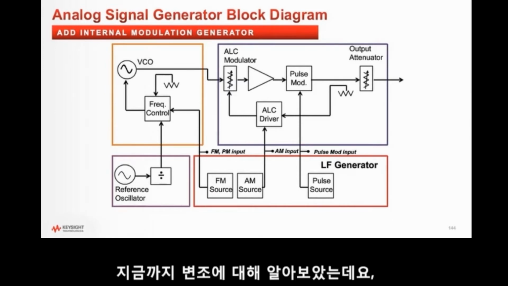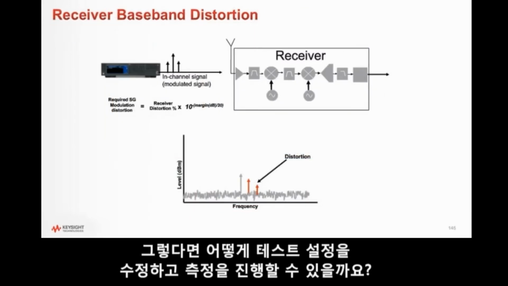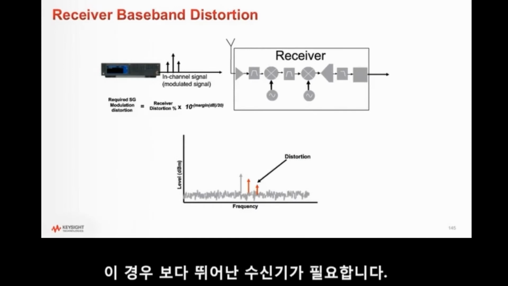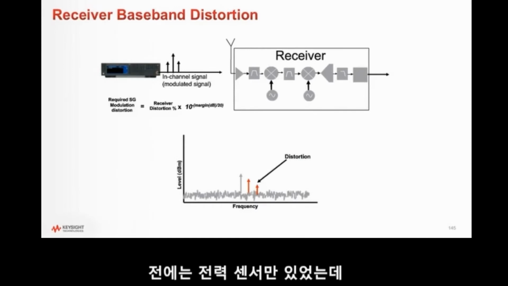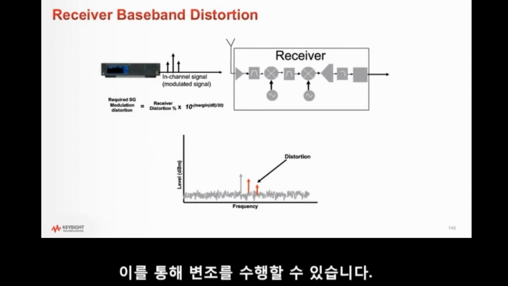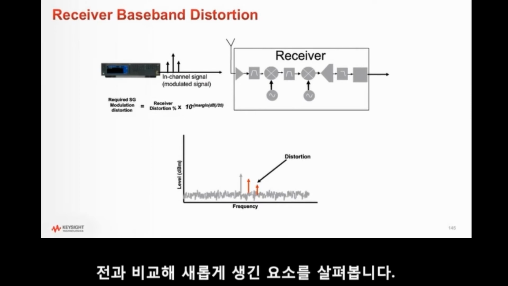So now that we've got modulation, how do we modify our test setup and do a measurement? So we want to measure our distortion. Now we need a more advanced receiver. Before we just had a power sensor. Now we have an actual receiver. We have a spectrum analyzer. That's able to do the demodulation, and then we can look at our original signal and we can measure the distortion. What was there that wasn't before?